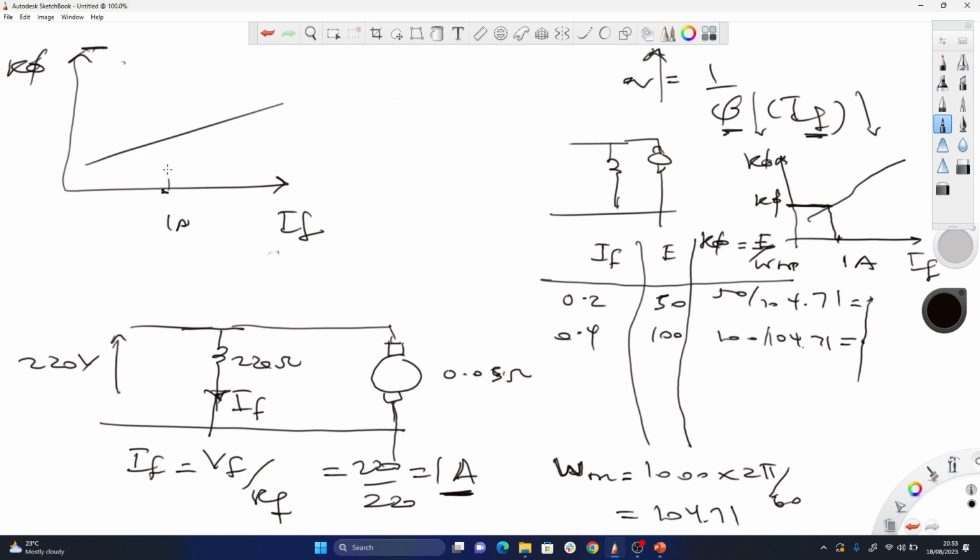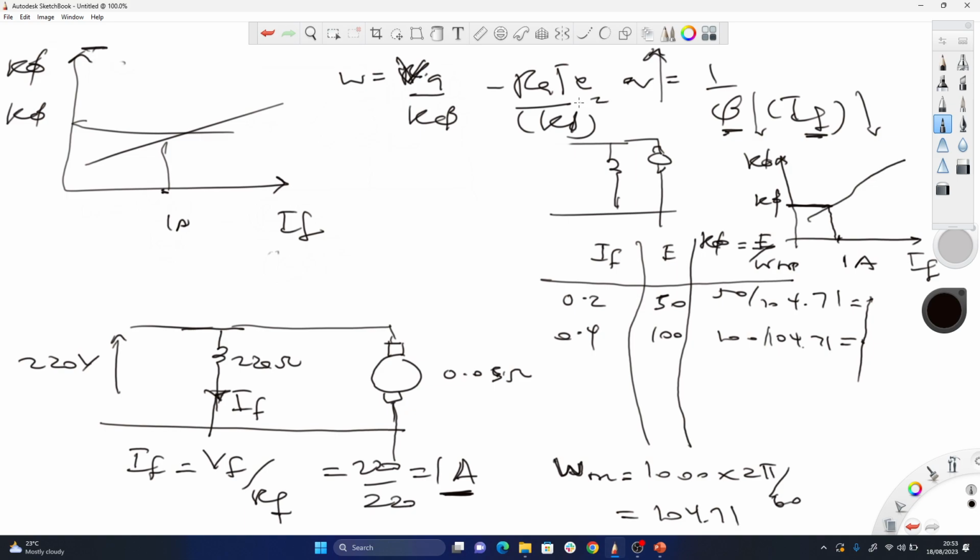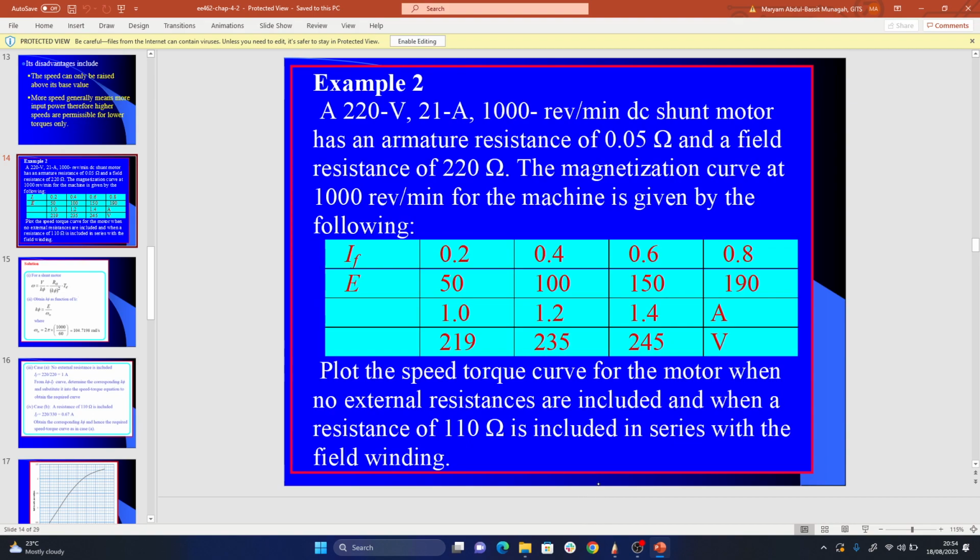At 1 amp, what K5 will I have? I'll put that K5 into the equation: omega is equal to VA over K5 minus RA T over K5 squared. Now I have V, K5, RA, and K5 squared. I'll just choose the torque T to be 1, 2, 3, 4, 5, find the corresponding speed values, and use them to plot. That's what a question like this wants from us.